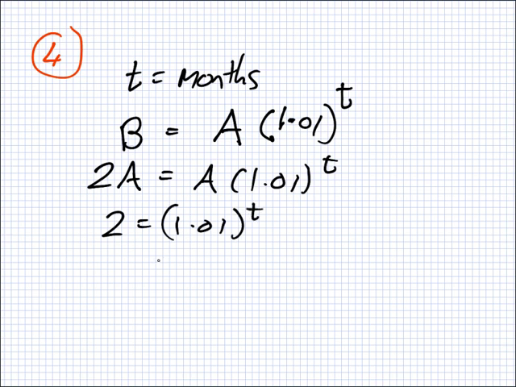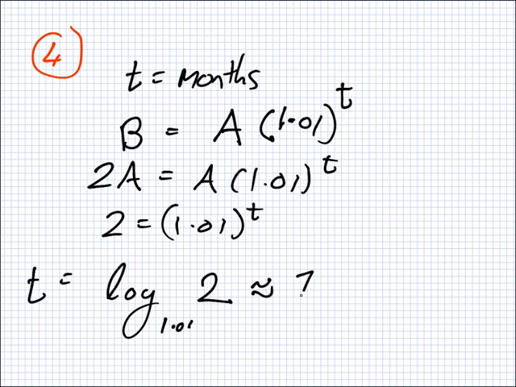So what we could do, in fact, if you have the log button on your calculator, you can just type in log base 1.01 of 2 and we're done. I think it's roughly 69 or 70, something like that. 70 is what I have here. We have to round up because we want enough time to make sure she at least doubles her money.